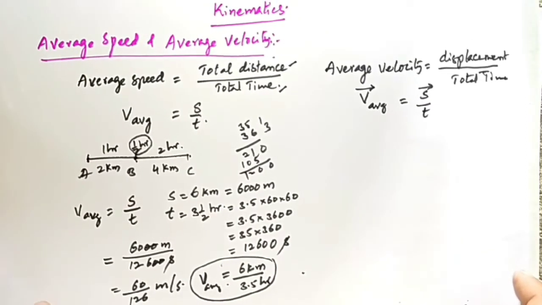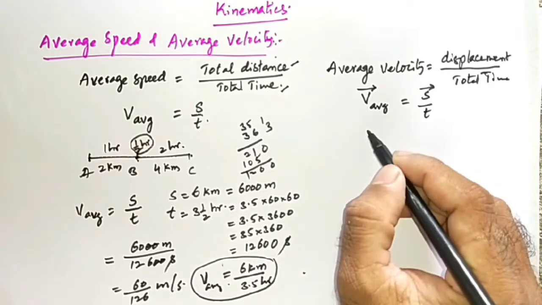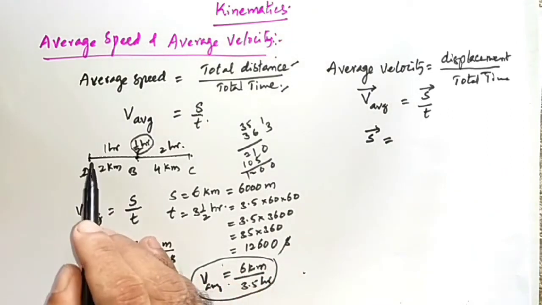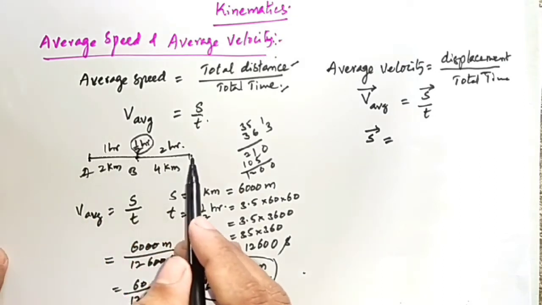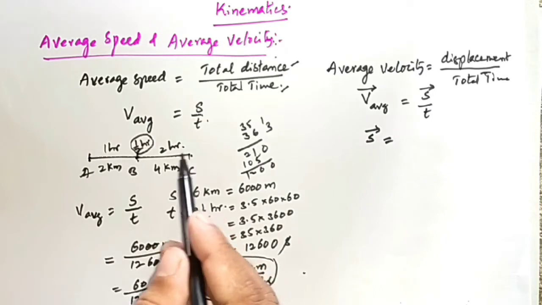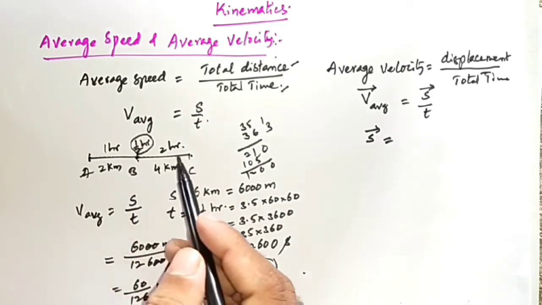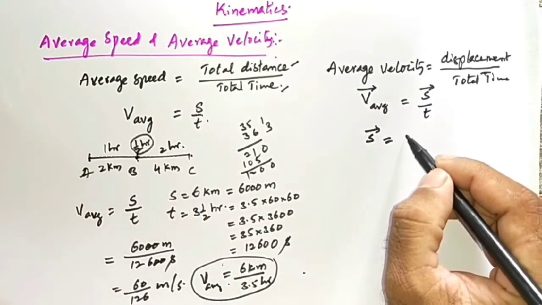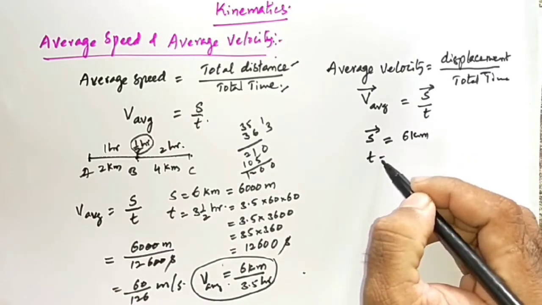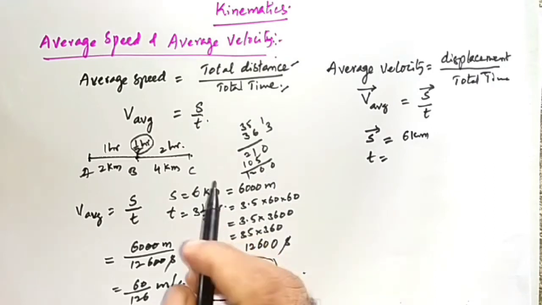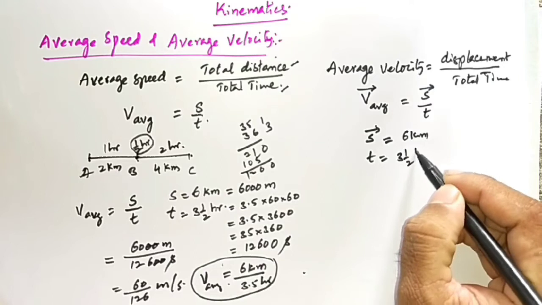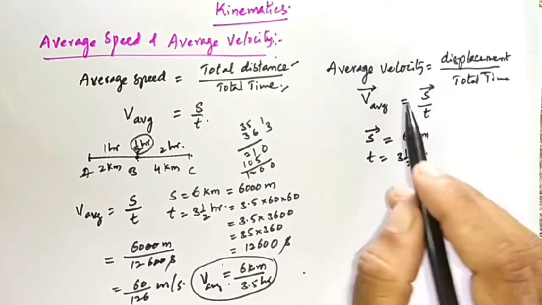Now what about average velocity, right? In this case what do we need? Total displacement. As the body is moving in a straight line, distance and displacement are equal because the body moves in a straight line and never returns. Already we learned that condition. So in this case, what is the displacement? 6 kilometers. And what is the time? Is it 3 hours or 3.5 hours? 3.5 hours only, because it is the total time of the journey.